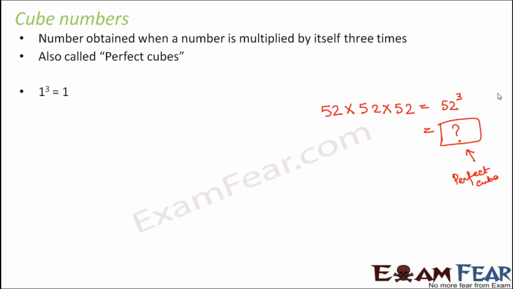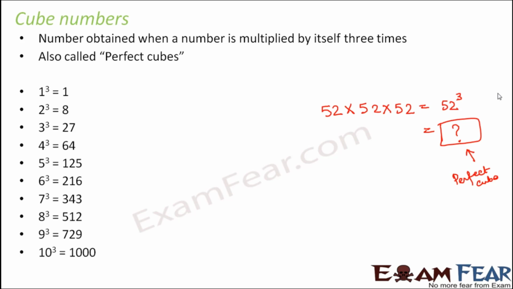So 1 cube is what? 1. 1 into 1 into 1. Similarly, 2 cube is what? 2 into 2 into 2. That is 8. 3 cube, 4 cube, 5 cube, and so on. And in these, which numbers are the perfect cubes? So this number 1 is a perfect cube. 8 is a perfect cube. 27 is a perfect cube. 64 is a perfect cube. 125 is again a perfect cube. So each of these numbers, they are perfect cubes.